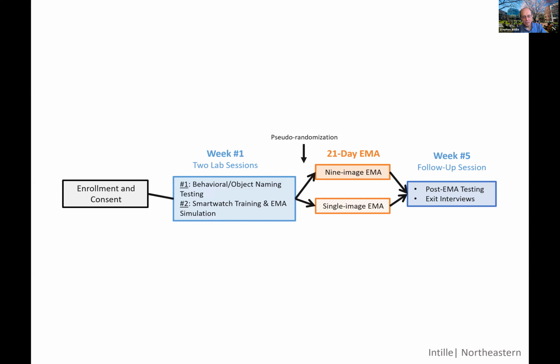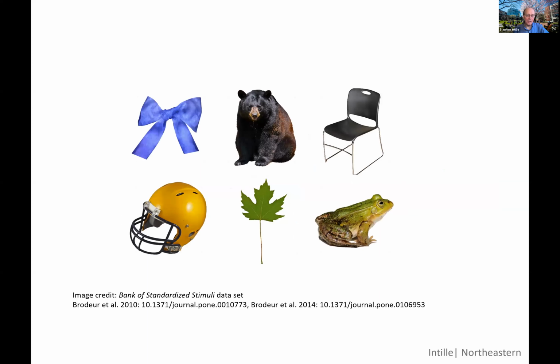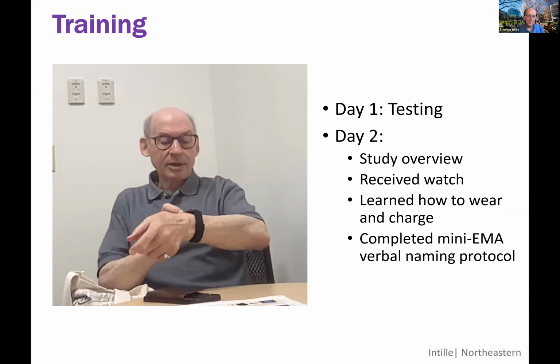I'm not going to go into the detail of the protocol here, but we tried one case of single image EMA, where they did one image at a time, and another case where they were clustered together, 9 images at a time, and compared them. What they would see on the smartwatch is a picture, like one of these pictures here that are standardized pictures used in aphasia research. And they would have to name those pictures. Here's one individual, he gave us his permission to use his actual photo here because he's very proud to have participated in this. And he answers the question on the watch.